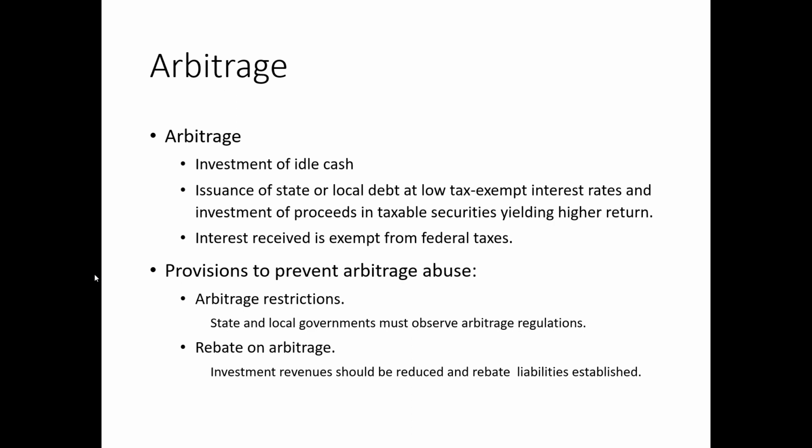Arbitrage. Arbitrage is a kind of investment of idle cash. The government can issue a debt at a lower tax-exempt interest rate. So this is the benefit. And investment of proceeds in taxable securities yielding high return. So they can borrow money at lower interest, then they can invest those proceeds to earn high return.